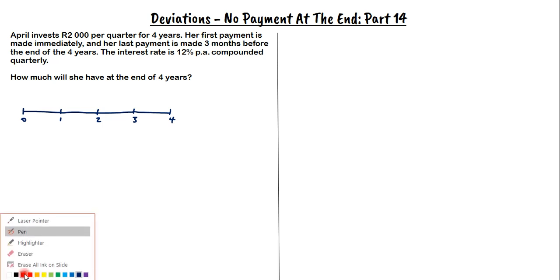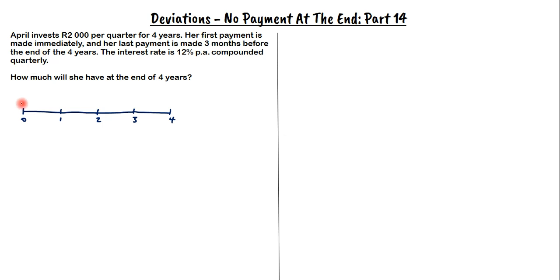So again, first we're going to start here. When she opened the account, she immediately made her first payment. Then after that, for the whole year, she made a payment every quarter. So it means she made all 4 payments for the first year. And then for the second year, another 4 payments were made because she paid every quarter. And at the end of the third year, she did the same thing. But in the fourth year, she stopped 3 months before, so she only made 3 payments.